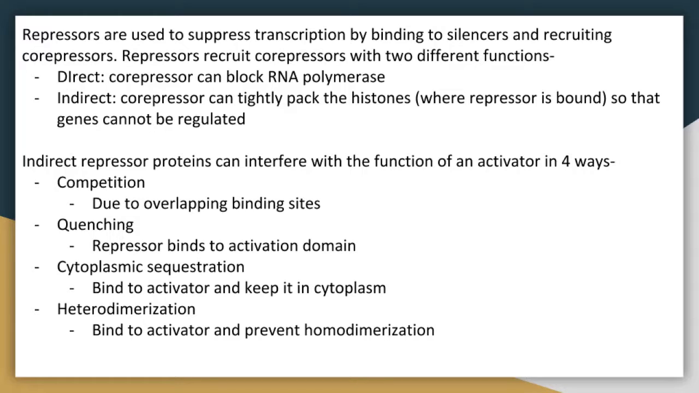Indirect repressor proteins can interfere with the function of an activator in four ways. Competition, which is due to overlapping binding sites; quenching, which is when the repressor binds to the activation domain; cytoplasmic sequestration, which is when it binds to an activator and keeps it in the cytoplasm; or heterodimerization, which is when it binds to an activator and prevents homodimerization.